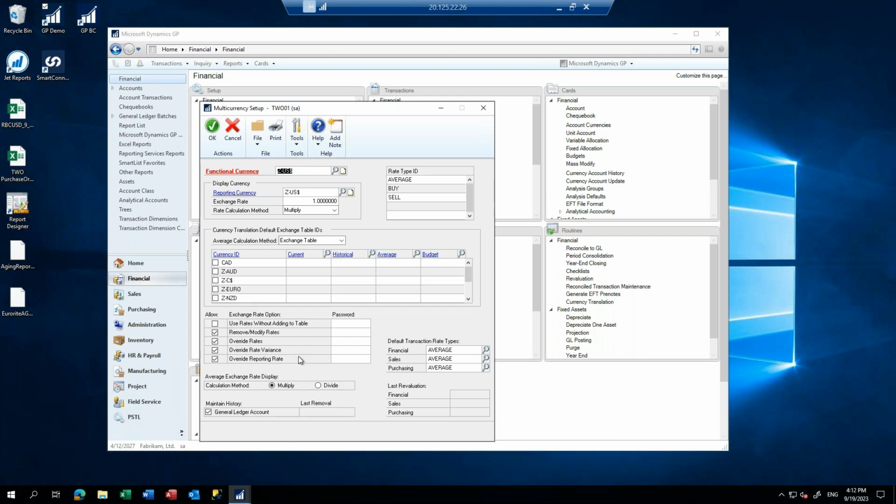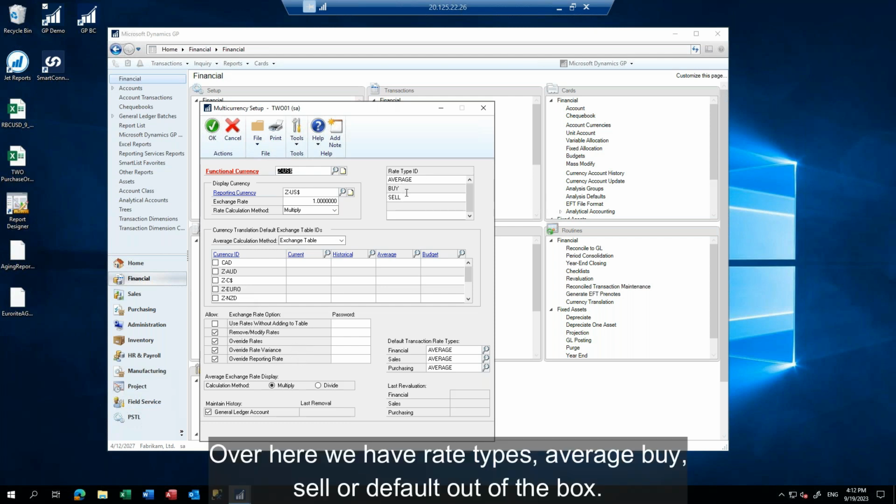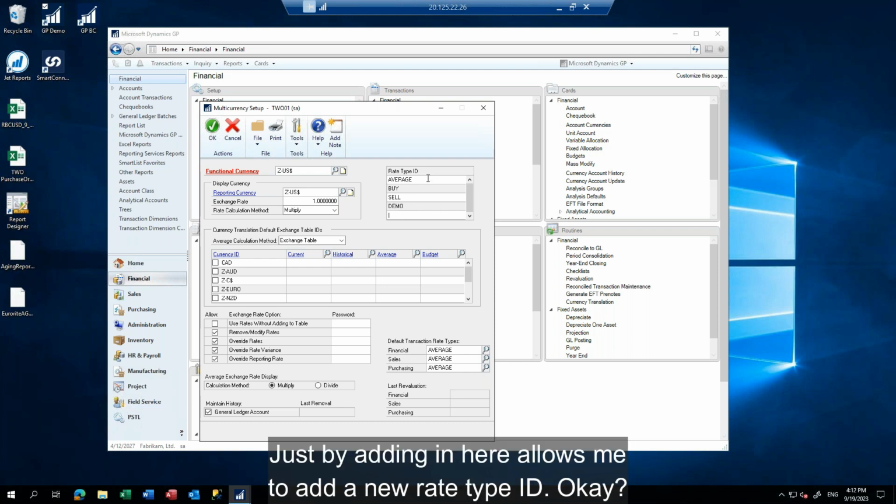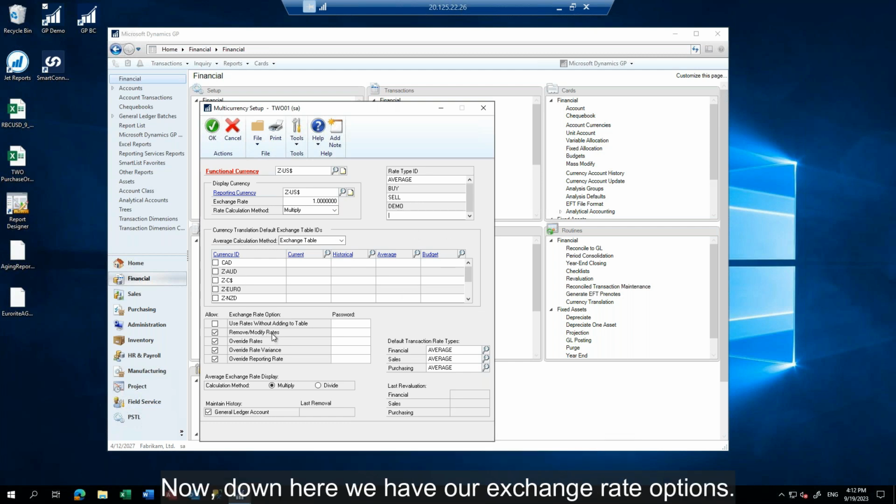Down here, we have rate types. Average, buy, sell, or default come out of the box. That's what GP comes with. You can add additional ones. I can just go demo, and I can add a demo. Just by adding in here allows me to add a new rate type ID. Okay. Now, down here we have our exchange rate options.